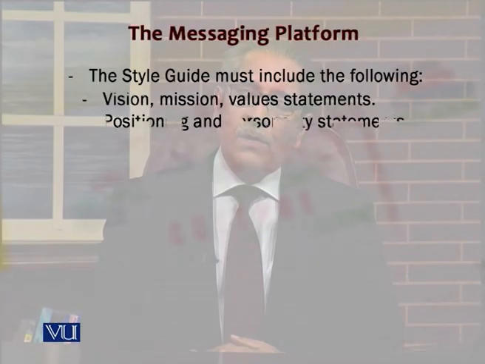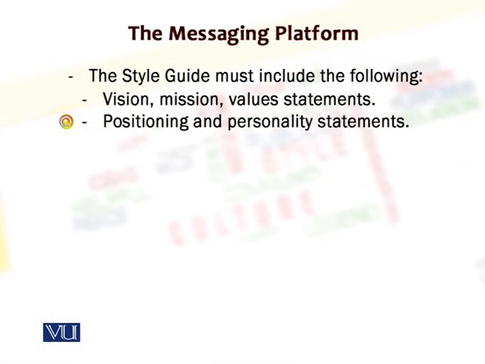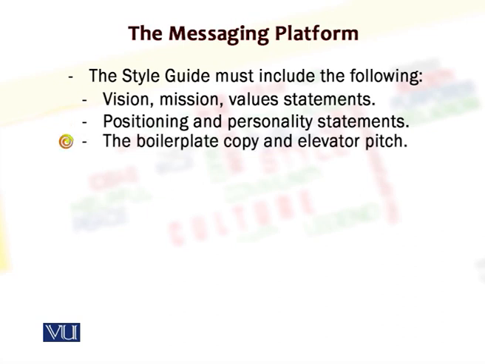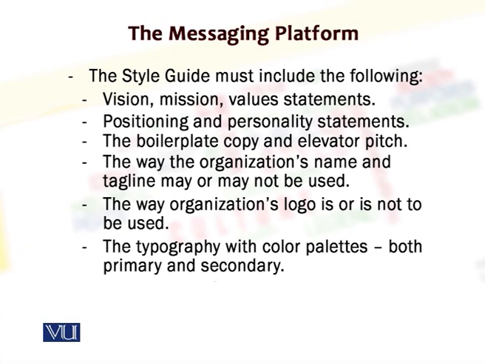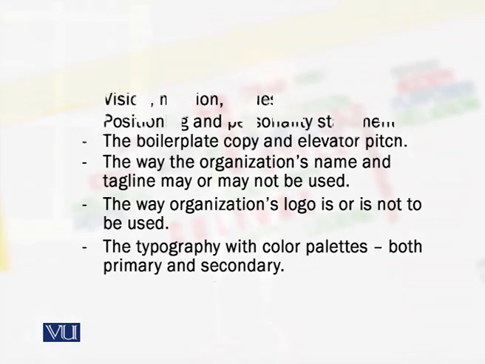Then we get on to things like the positioning statement and the personality statement. We also have as part of the guide the complete boilerplate copy and elevator pitch, and of course the lexicon. And then we have another visual thing, which is a very significant part of the identity level, meaning the name of the organization, the logo, the colors, along with the palettes, the primary palette, the secondary palette, and then instructions as to how those logos are going to be or not going to be used by anyone within the organization in so many different contexts.